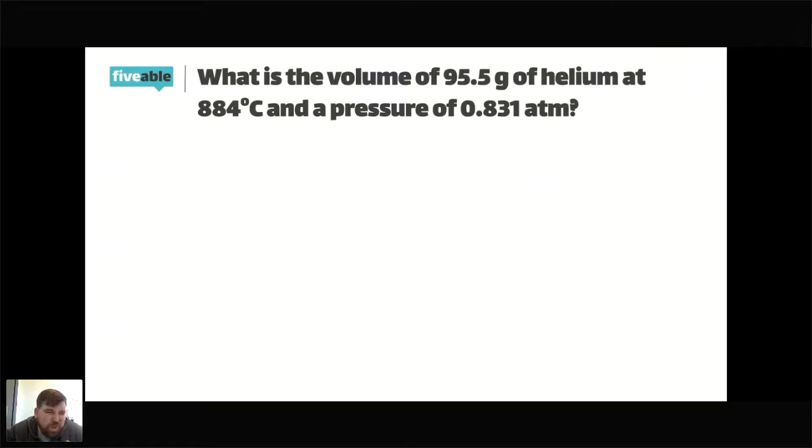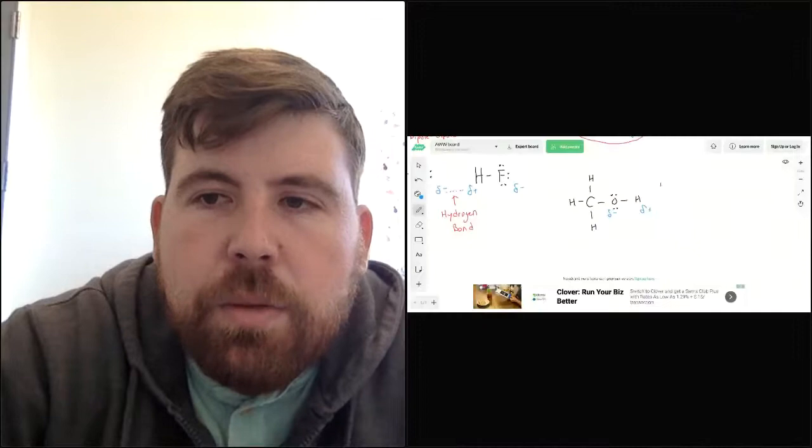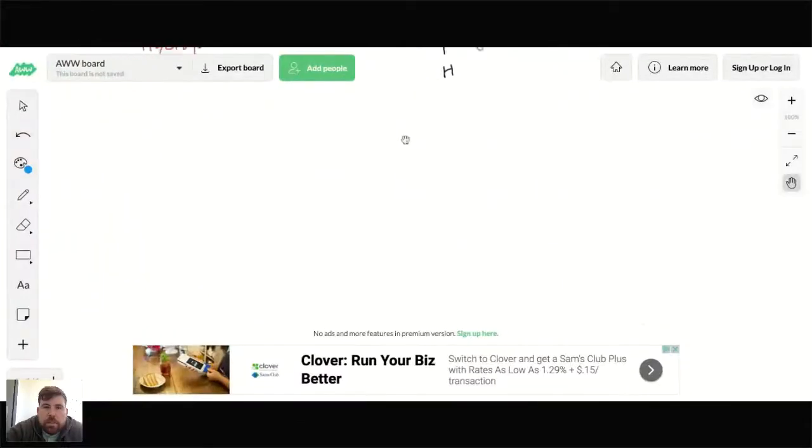Now, 0.831 is still relatively high in the world of pressure, but like I said, helium is probably one of the more ideal gases, so we're going to go ahead and check that out. So let's switch over and see what we can do with this. We have a few pieces of information. The mass of our helium sample is 95.5 grams. Our temperature is 884 degrees Celsius.